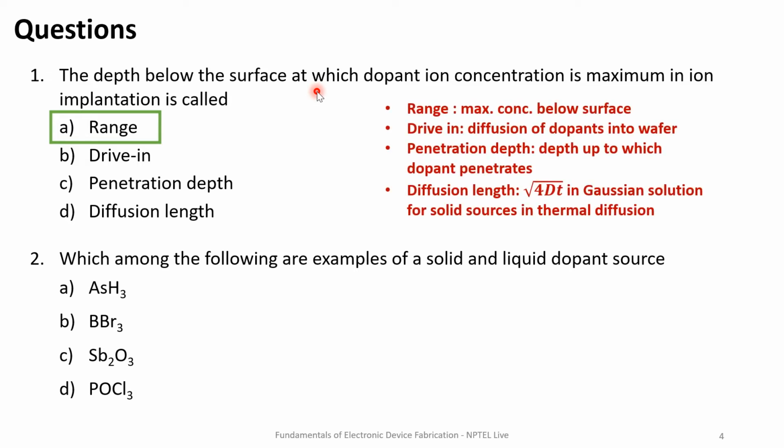So we'll see what the other things are. We have four options: range, drive-in, penetration depth, and diffusion length. Range is the maximum concentration below the surface, and next is drive-in. What is drive-in? Drive-in means diffusion of dopants into the wafer. In case of thermal diffusion, it is characterized by two processes. First, we deposit the dopants onto the surface of the wafer. That is the deposition process. The second process is drive-in, where we provide a very high temperature such that these dopant materials start moving into the depth of the wafer.